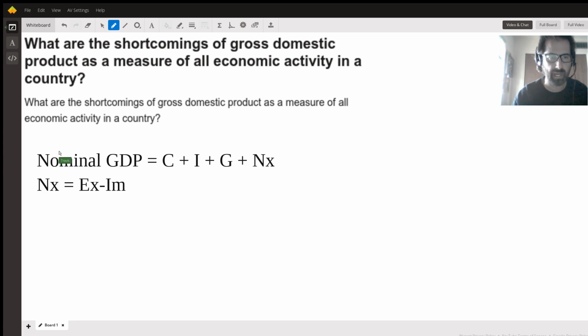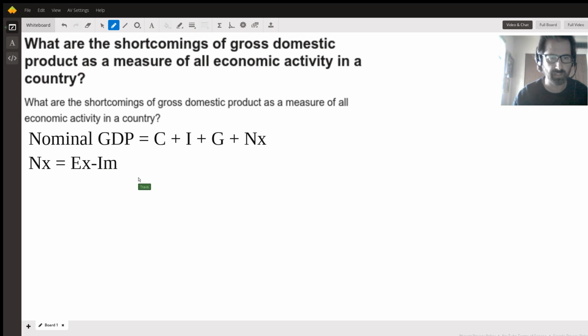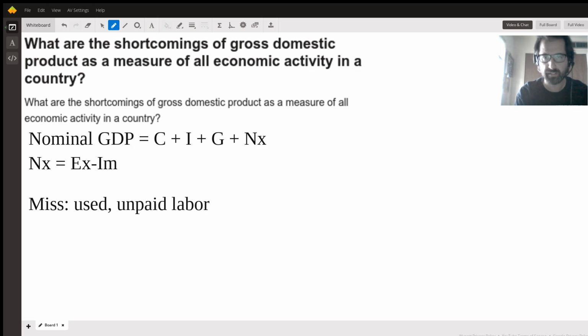So this captures a lot, but it's going to miss some things. What does it miss? Let's just make a list here. It misses anything that's used, so it's going to miss used items. It misses unpaid labor. So we're going to miss that.